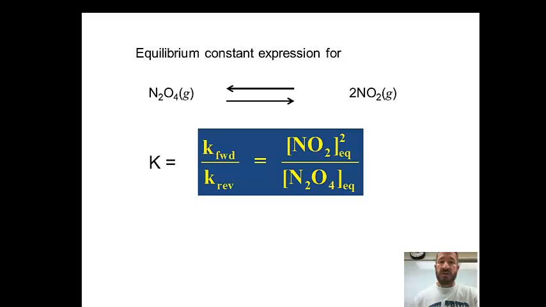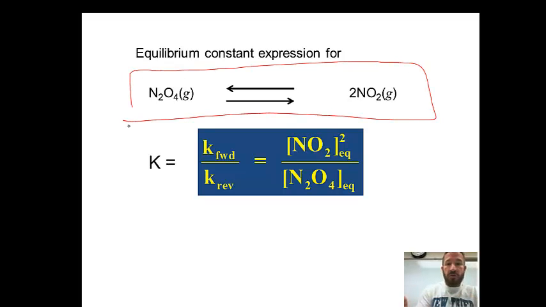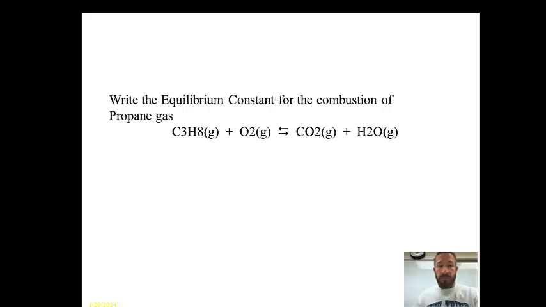equilibrium expression. So if you were to write a K for the reaction we saw earlier for a colorless gas going forward to the brown gas, this is how this K would be written, with the nitrogen dioxide squared on the top and the colorless gas on the bottom. So let's see if you could write the equilibrium constant for the combustion of propane gas. You can stop the video and see if you can do that.